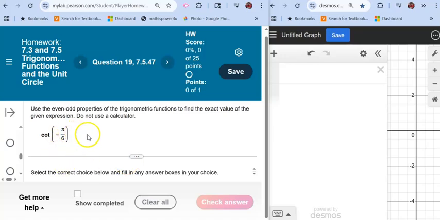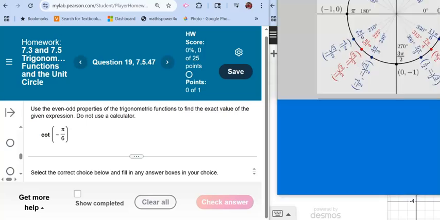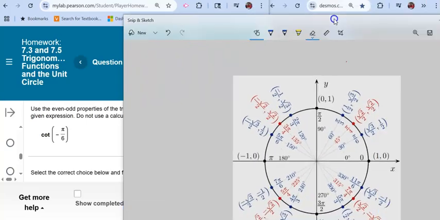Hey Drew class, let's go over how to use the unit circle to find the value of a cotangent of an angle, and then we'll look at, even though it says here don't use your calculator, how Desmos can help with problems like this. So I'm going to show you right here.